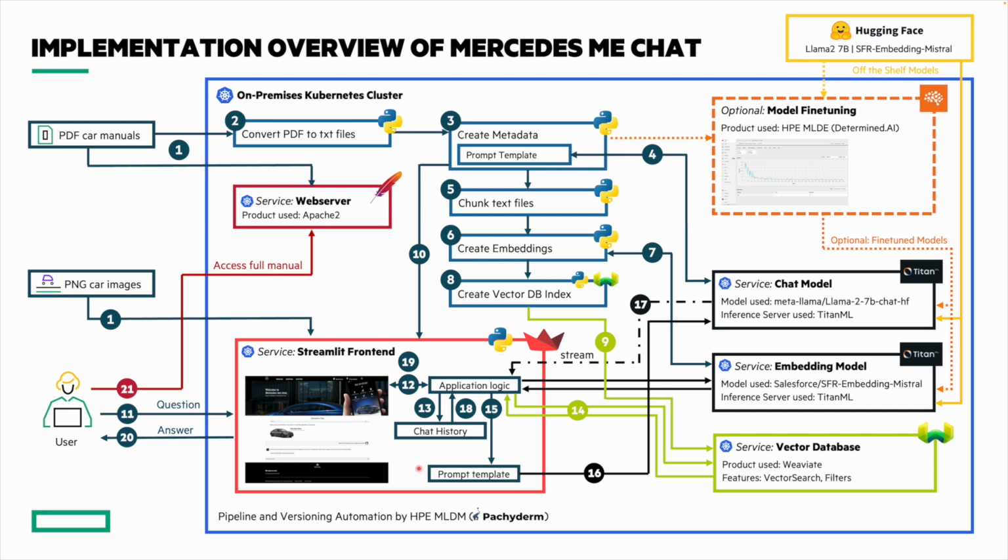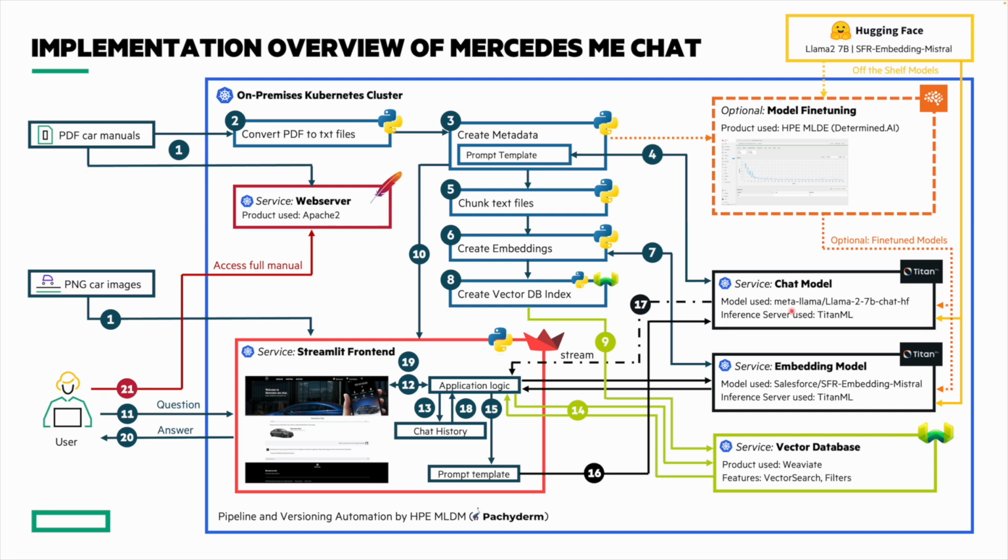The other component we already directly interfaced with is the web server up here that is serving our original PDF manuals if we desire to access the full manual. In the backend, we have a few more services that are important, namely our language models. So I'm using two language models. For the chat model, that is basically conversing with the user, I'm using Llama 2 7B, directly pulled from Hugging Face, so it's not changed or fine-tuned in any way or form, and I'm using Titan ML to host this model.